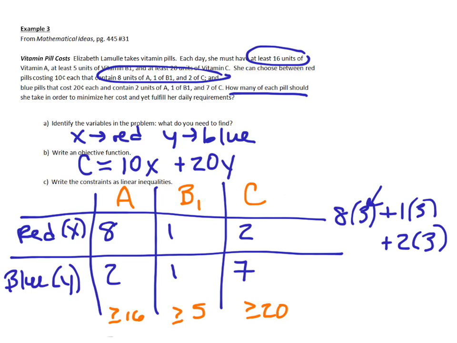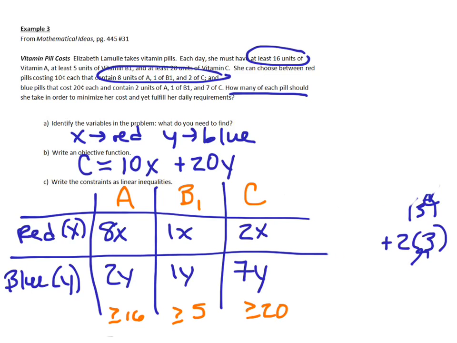Instead of 3, I don't know how many pills she's taking, but I can say that she's taking X pills. So I would multiply each of those across the entire row for the red pills, and that represents the total amount of units of each of those vitamins that she'd be getting from the red pills. And then the same thing with blue. She's taking Y pills, I don't know how many, but I'd be multiplying all of those units, maybe doubling or tripling, depending on how many pills she takes.